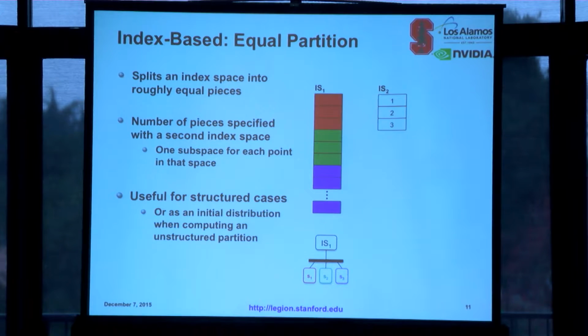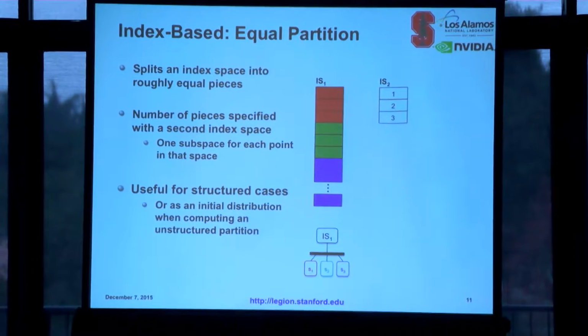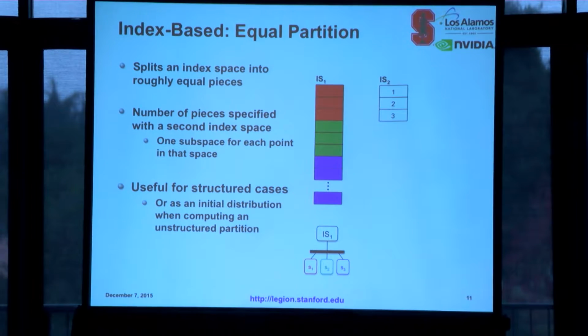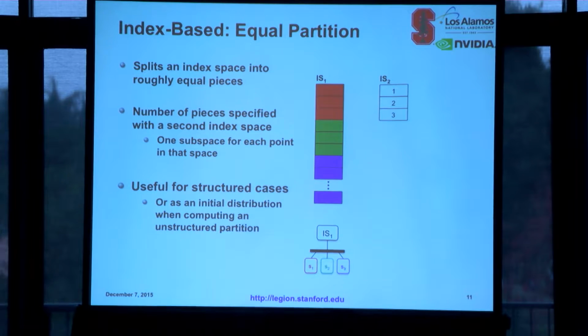So this is obviously very useful for structured cases, but it's also useful when you're doing unstructured stuff. If you're going to compute a partition on the fly, you need some initial partition in order to even be able to have enough space to store things to compute your partition. So often, until you understand what the topology looks like, you need some way of scattering the data across the machine. And so you might use an equal partition initially and then refine it through some algorithm. OK, so that's an equal partition.